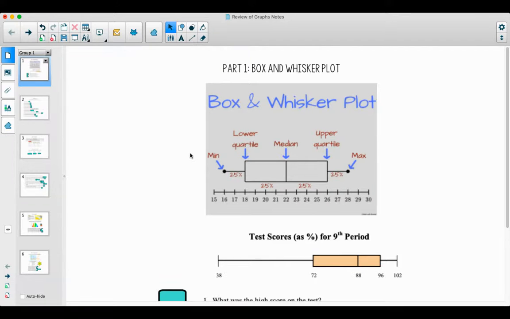Hi everyone. What we're going to look at today is a review of the different types of graphs that we have for our quiz on Thursday. So the first one that we're going to look at is box and whisker plot.